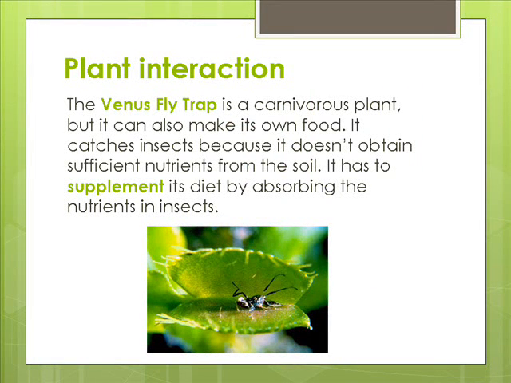The Venus flytrap is a carnivorous plant, but it can also make its own food. It catches insects because it doesn't obtain sufficient nutrients from the soil. It has to supplement its diet by absorbing the nutrients in insects.